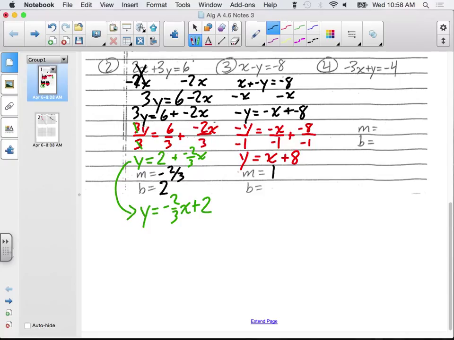Close. Whenever there's a variable by itself, there's always an invisible 1 in front of it, right? So even though there isn't a number in front of x, that means that's an invisible 1. So that's where the 1 comes from. What's our y-intercept? 8.